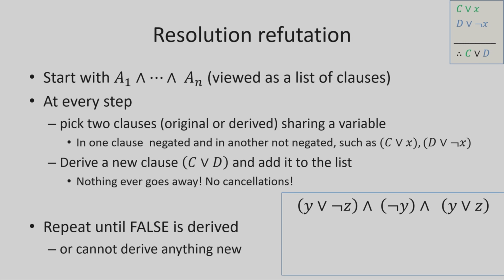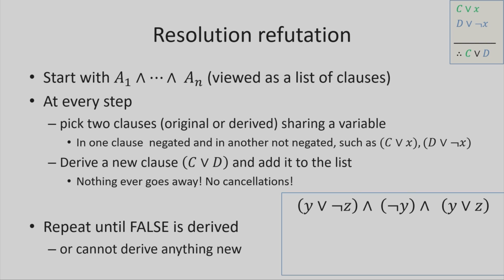First of all, if you were to do a truth table here, you would notice that there is no way to make all those three things true at the same time, because y has to be false in order to make the middle one true. But then to make the first one true, z has to be false, and to make the last one true, z has to be true, and cannot be both at the same time. But let's just do a resolution refutation.